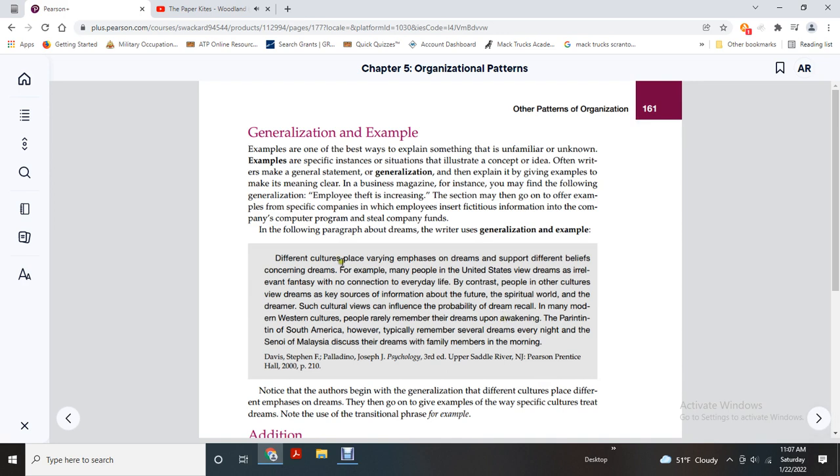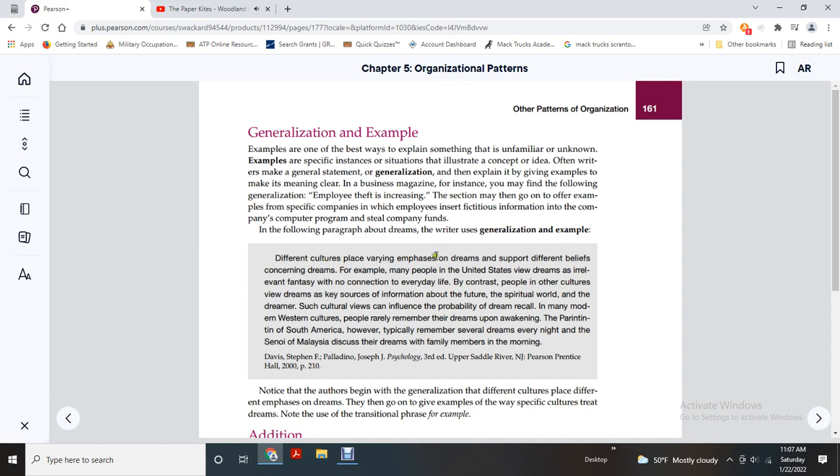Generalization and example. An example is one of the best ways of explaining something unfamiliar or unknown. The example is best for specific instances and situations that illustrate the concept or idea the writer makes with the general statement, the generalization. They explain with a given example to make the meaning clear. In business magazines, for instance, you may find a generalization stating that theft is increasing. The section may then offer an example of a specific company where employees enter fictitious information into the company's computer program and steal company funds.